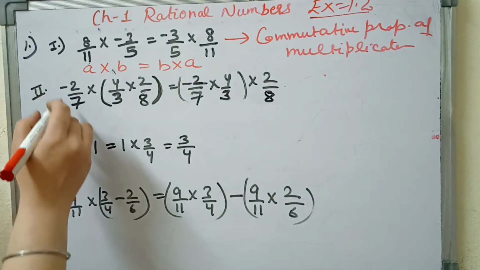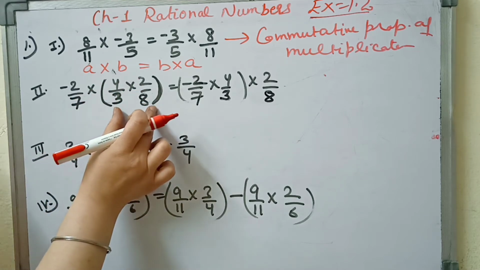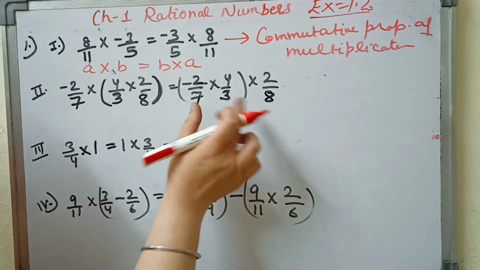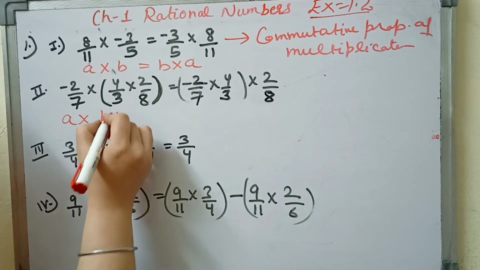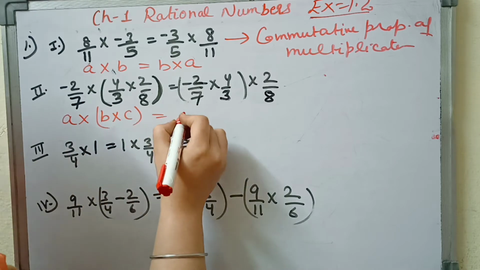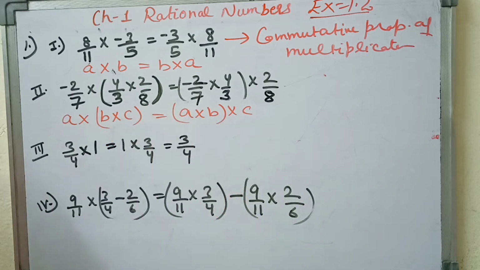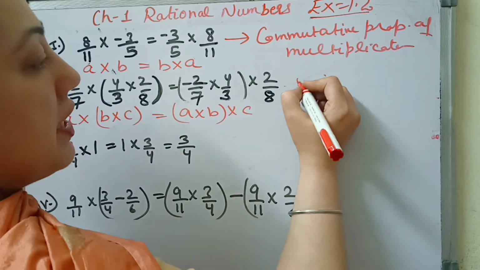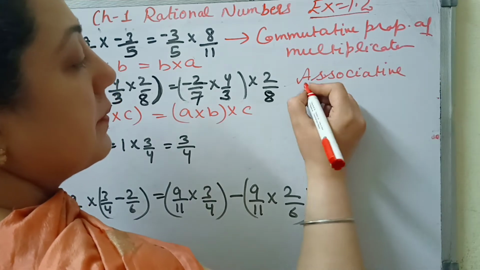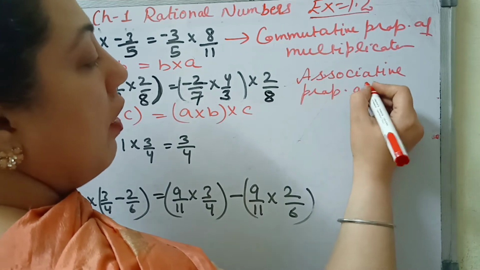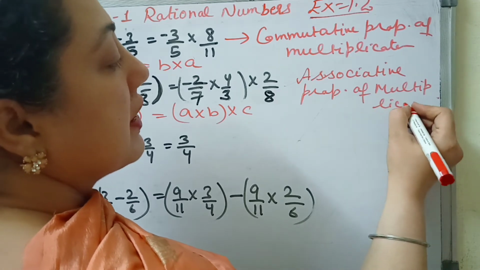Second part is minus 2 over 7 into 4 over 3 into 2 over 8. The bracket is in the second and third term, and on the right hand side the bracket is in the first and second term. And this is of the form A into (B into C) equals (A into B) into C, and the sign is multiplication. So this is associative property of multiplication.